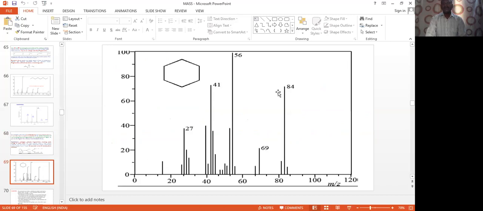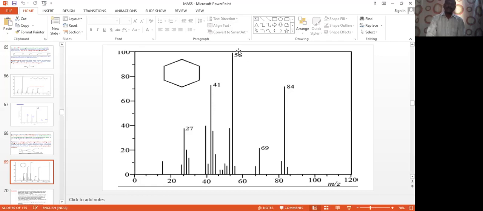You can see here in cyclohexane, the molecular ion peak is very intense compared to straight chain alkanes and branched alkanes. Because cyclohexane is a cyclic structure, the molecular ion will be stable. That's why the molecular ion peak is a high intensity peak.